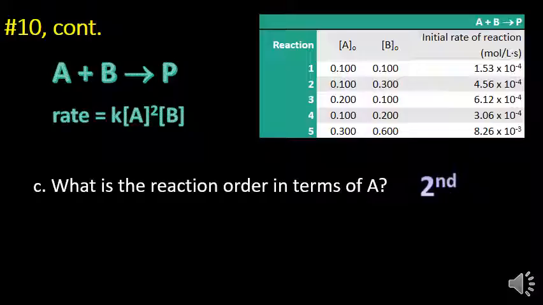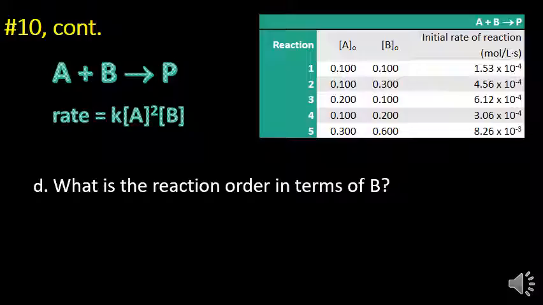The reaction order in terms of A. Why is it a second order reaction in terms of A? Because A equals 2, because there's this exponent of 2 right there. Yay! Okay, so in terms of B, what is this reaction order?